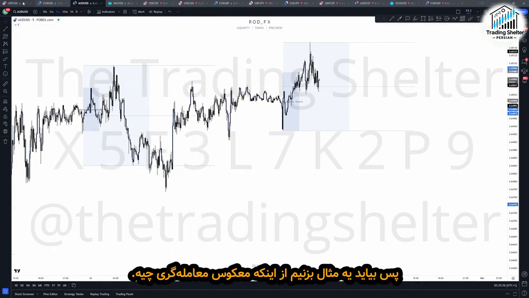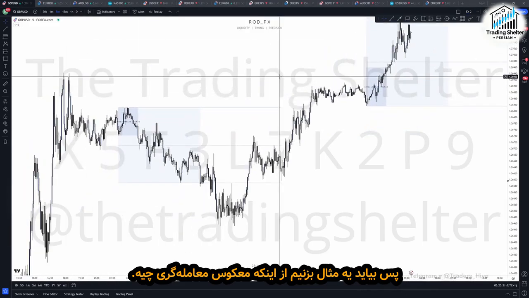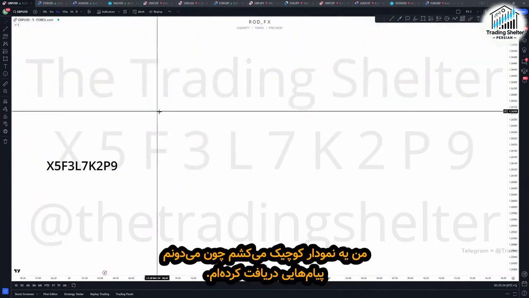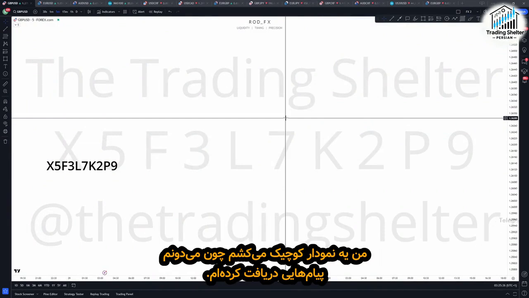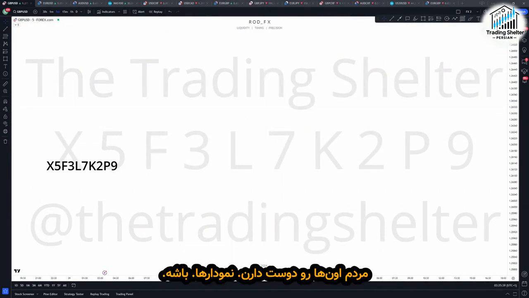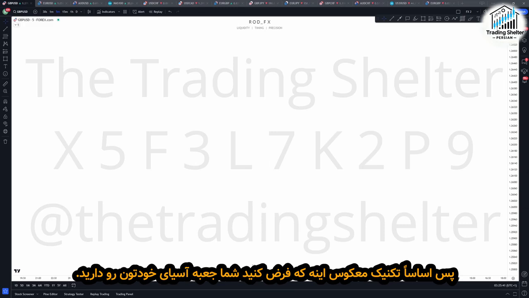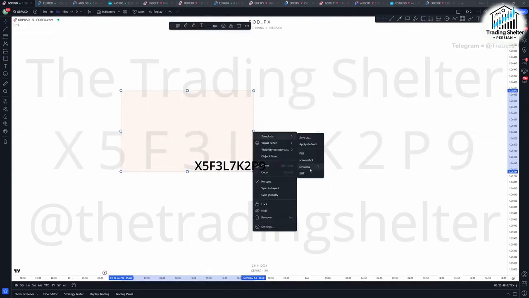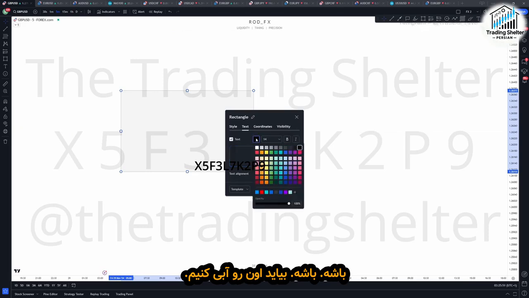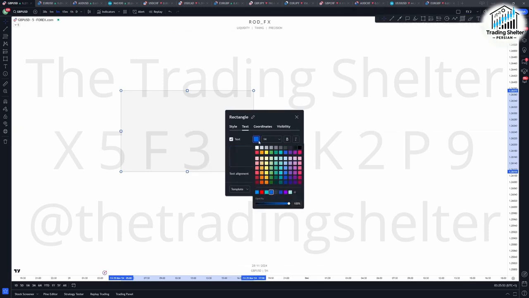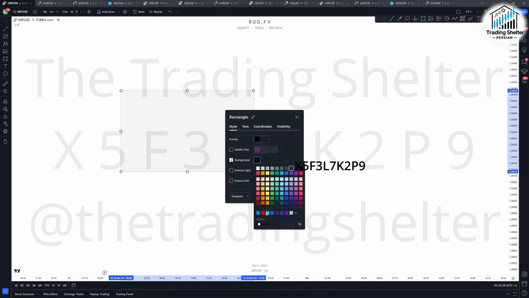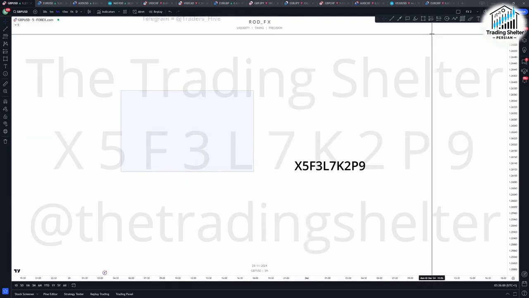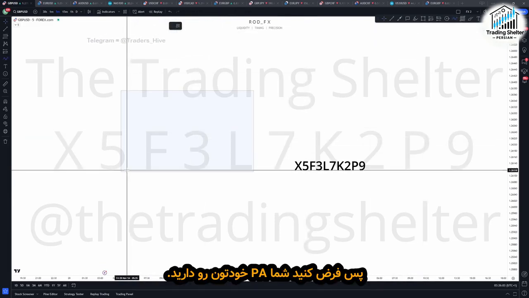So let's give you an example of what reverse trading is. I'll do a little graph because I know I've received some messages. People love them graphs. So basically, the reverse technique is, let's say you have your Asia box. Let's put it blue. All right. So let's say you have your PA.